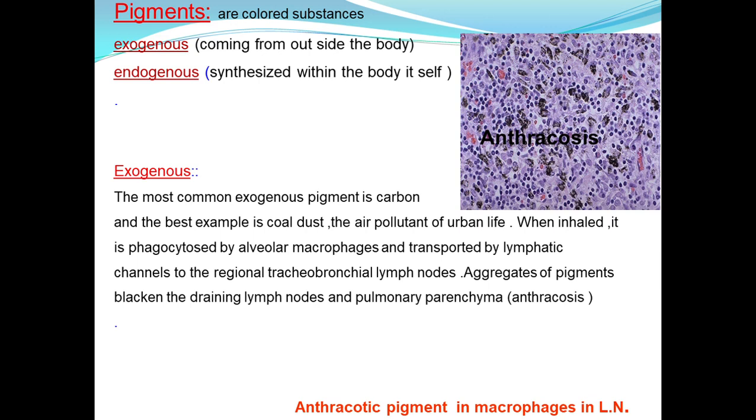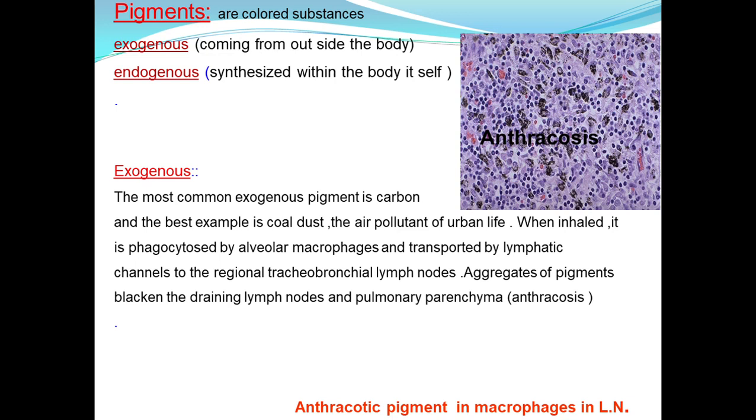Now we come to other intracellular accumulations, which are pigments. What do we mean by pigments? They are colored substances. We have exogenous pigments coming from outside the body, and endogenous pigments synthesized within the body itself.